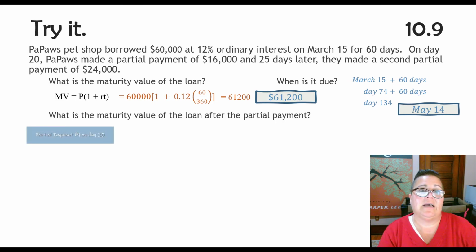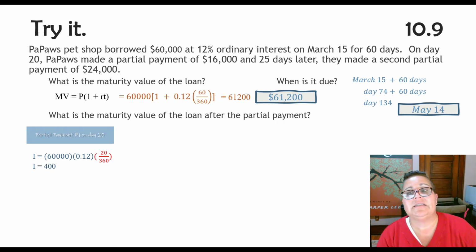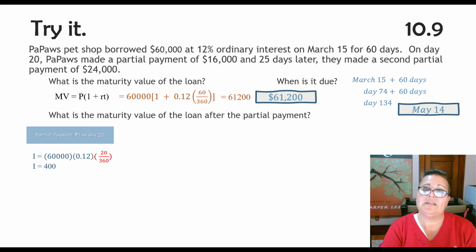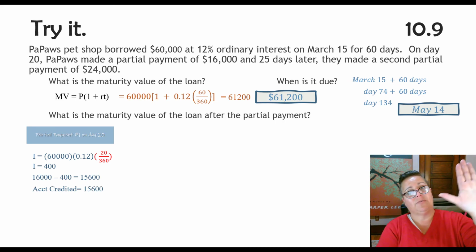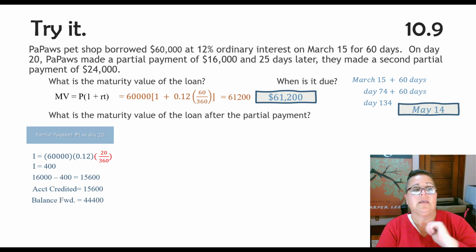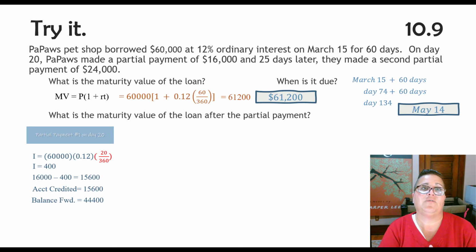Since the loan is $60,000, the interest that accrues in the first 20 days will be 12% on the initial $60,000. This is interest of $400. The bank always takes its money first. That's the U.S. rule. So 16,000 minus 400 is 15,600, and the account will be credited 15,600. So that amount is subtracted from the $60,000 that's owed, giving us a balance forward of $44,400.